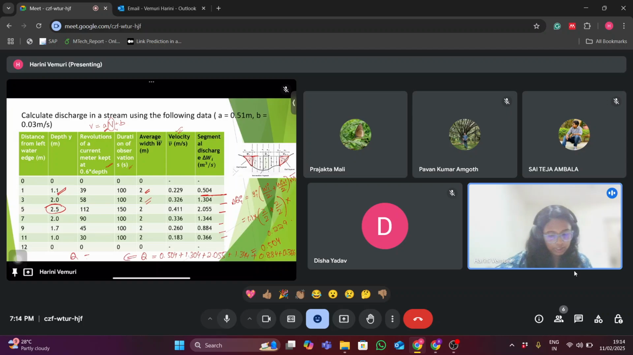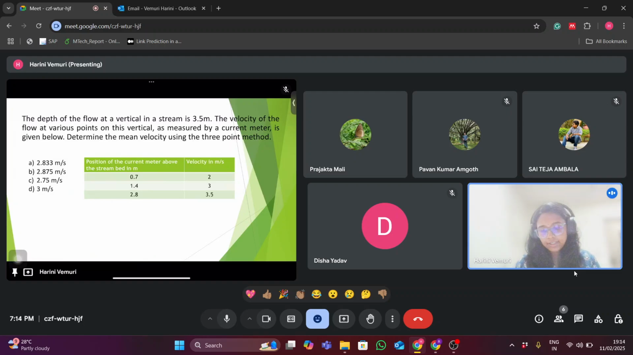So the total discharge is 6.457 meter cube per second. Okay, this is how we calculate.